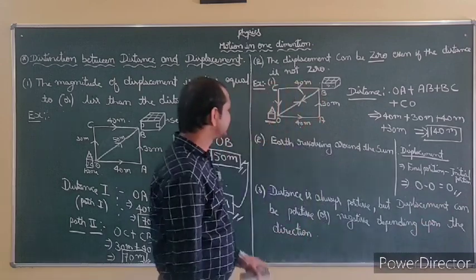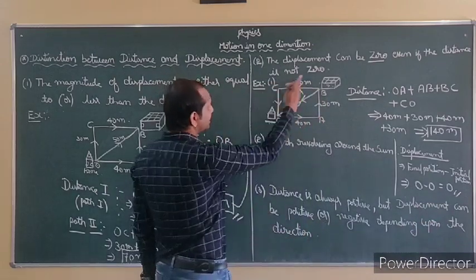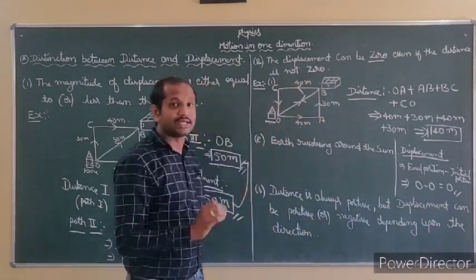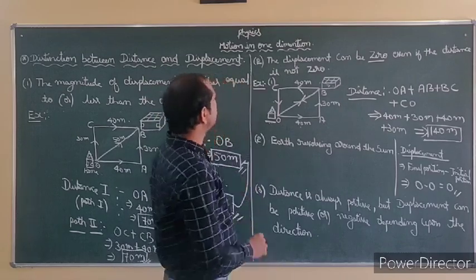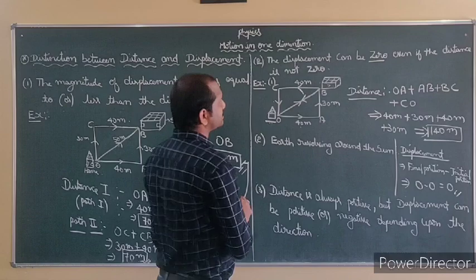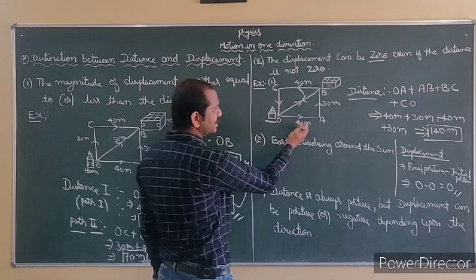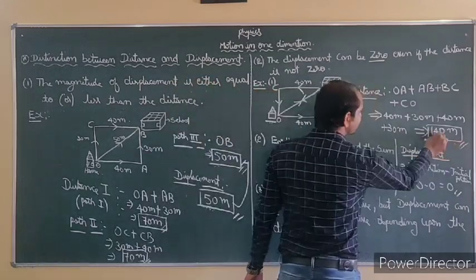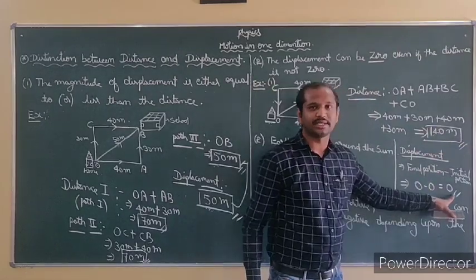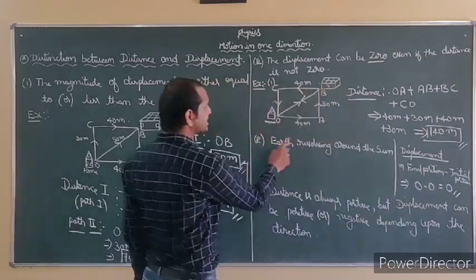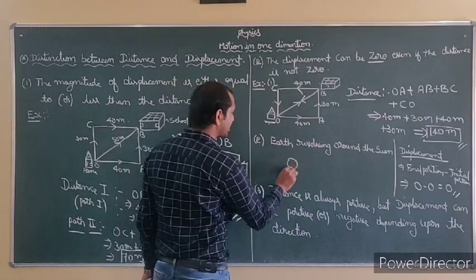So therefore one more example I am going to take in order to understand that displacement can be 0. Displacement can be 0, but distance cannot be 0. So in this example we have understood: distance is 140 meter. Displacement is how much? 0 meter. So one more example: Earth revolving around the sun. We already know this.